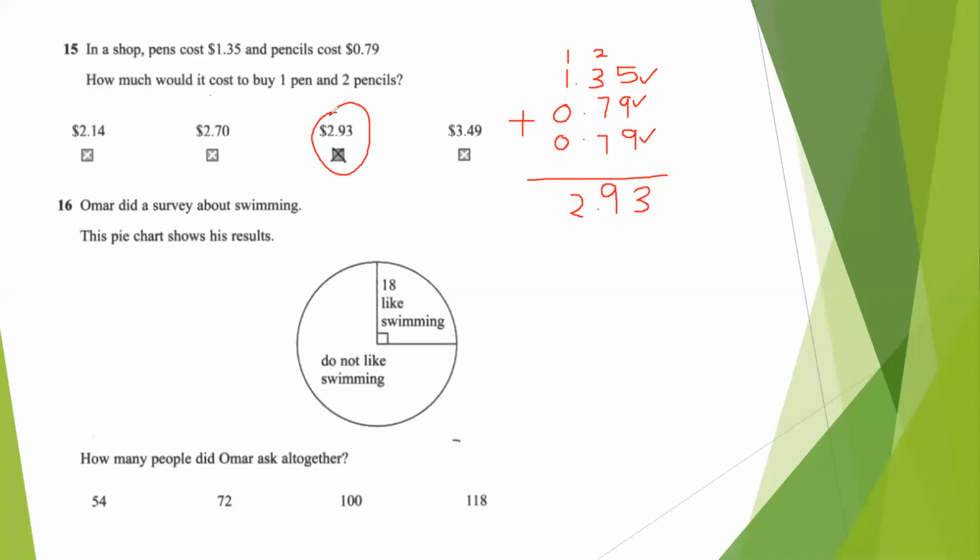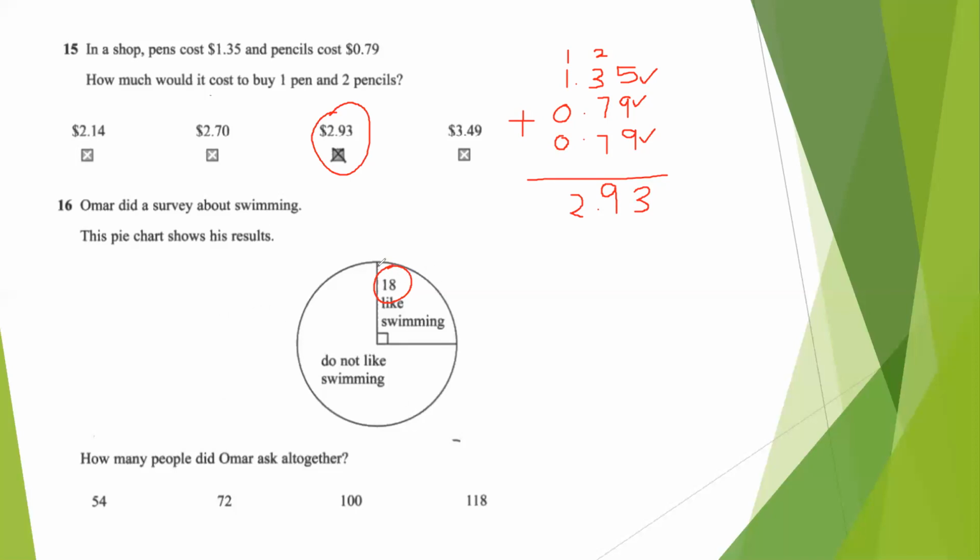The 16th question: Omar did a survey about swimming. This pie chart shows his results. Now, 18 like swimming, right? Do not like swimming, that is the sector. Okay. How many people did Omar ask altogether? So you have to find the total one.